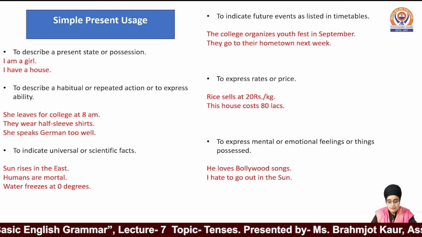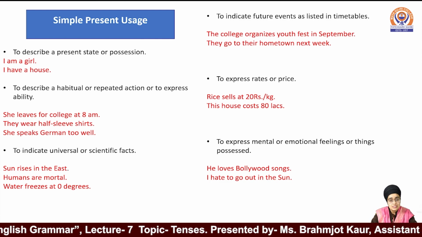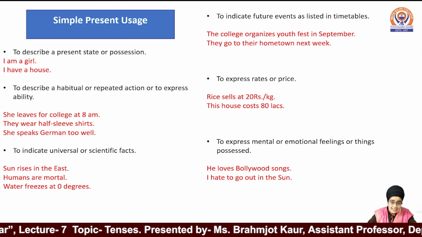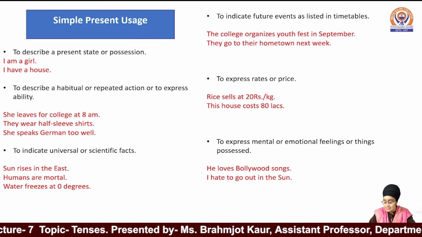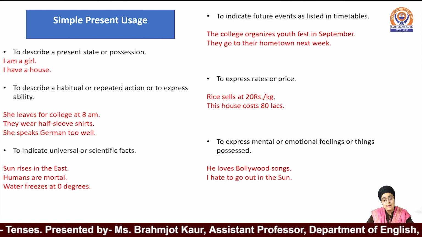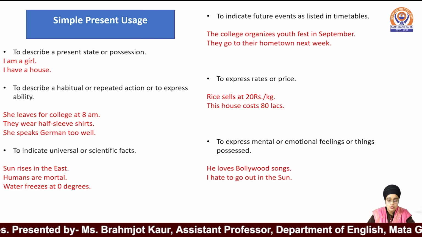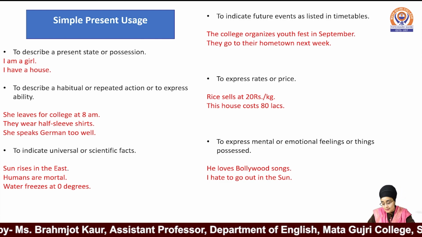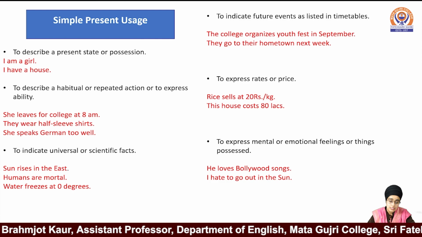Obviously, there will be certain shift in it, but it will be approximately the same. So, this house costs about 80 lakhs, so you will use the simple present tense. Last, simple present tense is also used to express mental or emotional feelings or things that we possess. So he loves Bollywood songs. Another example, I hate to go out in the sun.